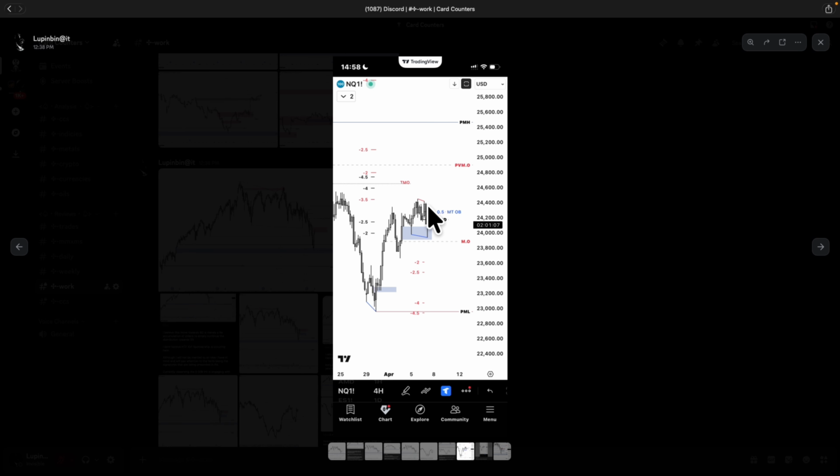And with this change in state of delivery, I had a standard deviation being projected out. So from this candle's high all the way down to this candle's low, we had a -2, -2.5, and a -4, -4.5, which was projecting for the previous month low.